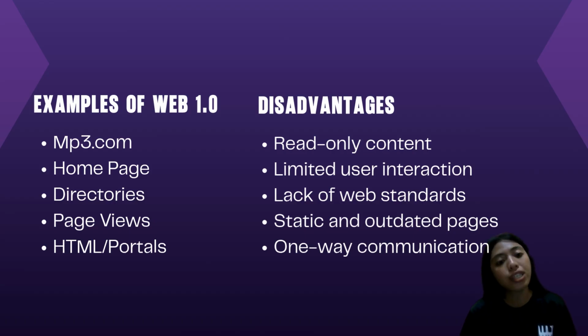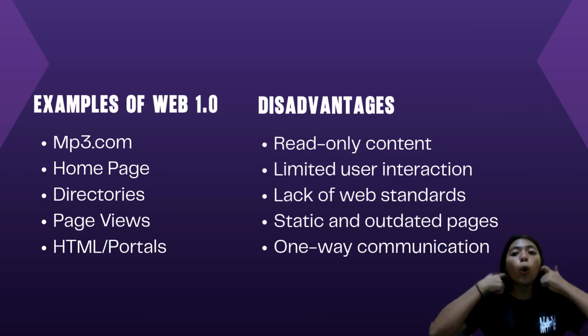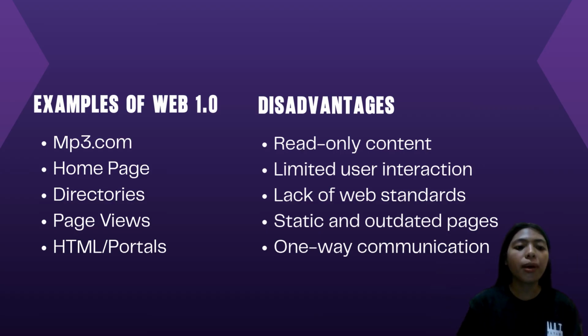Now, let's proceed to the disadvantages of Web 1.0. So first, we have read-only content. The main limitation of Web 1.0 was that it was read-only. Users could only consume content. They could read that content but they couldn't comment or upload their own material. So this made the web more like a digital encyclopedia than a place for social interaction.